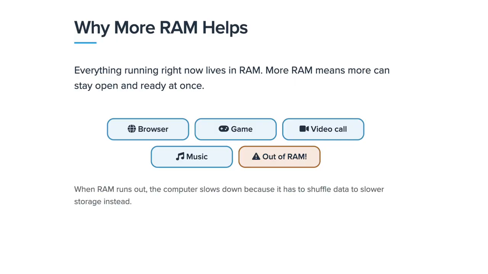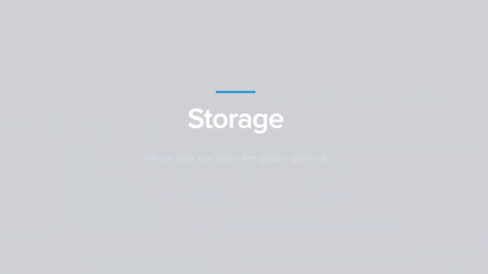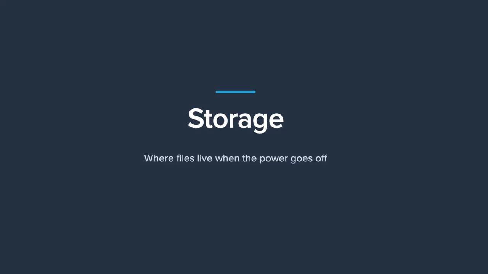When RAM runs out, the computer slows down because it has to shuffle data to slower storage instead. That's the lag you might feel if you have 50 tabs open in your browser. So RAM forgets everything when it shuts down. So where do your files actually live? Well, that's in storage, so let's talk about it.